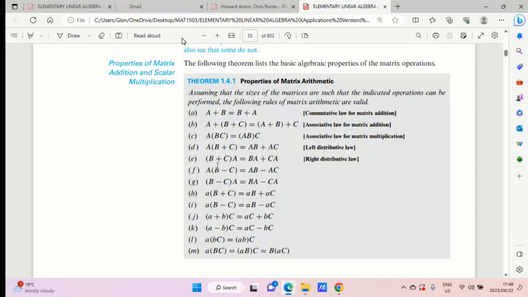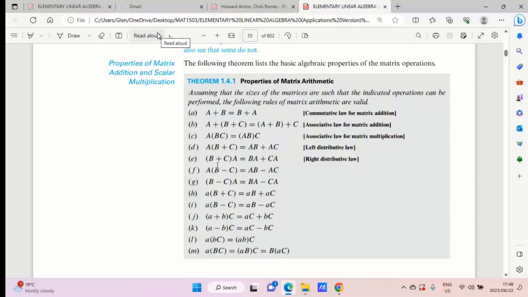Okay, hang on, Tando. Are you saying A does not satisfy? Are you saying A multiplied by BC is not equal to AB times C? Yes, sir. The difference is on the second rows.